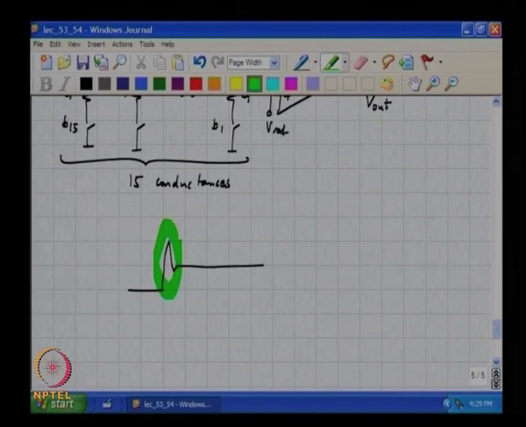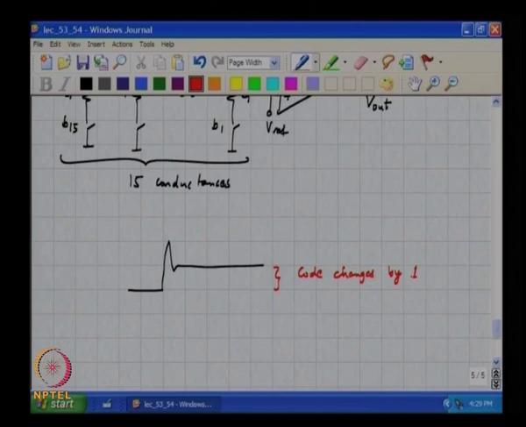That depends on details of timing skew and all this other stuff which we will not get into here, right, but this is what you will see if the input code changes by 1. Now, if the input code changes by 2, what do you think will happen? You will see a height which is double, right, and the glitch will also be twice the height.